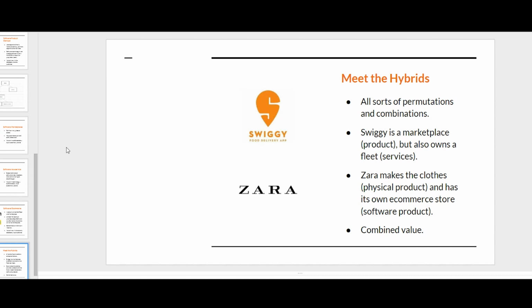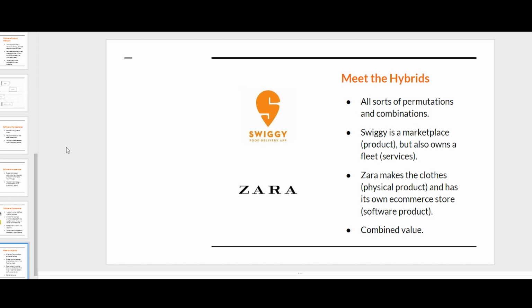Swiggy, for example, and I'm sure a lot of you are familiar with Swiggy, they're a marketplace, which means that they have several different restaurants that are available on the platform, but they also own their own fleet. In eBay or Amazon's case, they will outsource the fleet to somebody else, although now Amazon is making plays to get its own fleet. But in general, Swiggy owns its own fleet, and that is a service that they're giving to the customers who buy food. And at the same time, they own a marketplace.